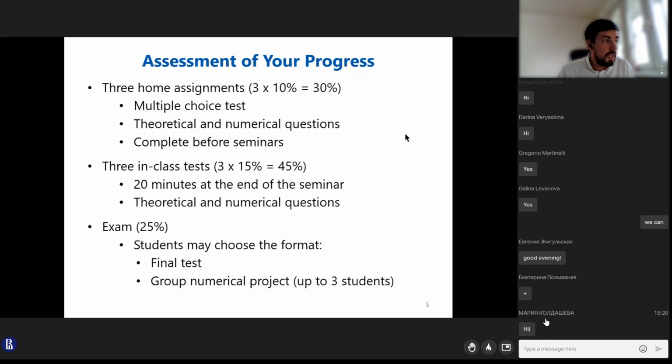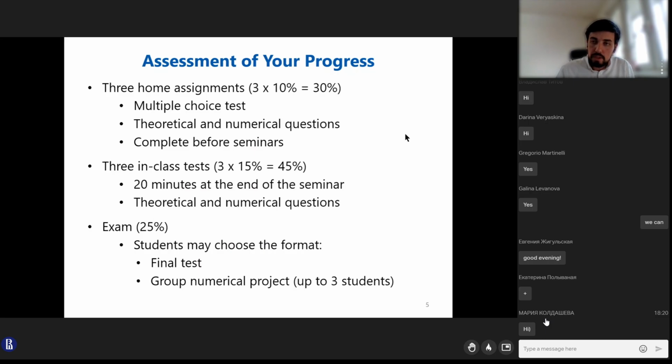All right, and you have to complete this test just before the seminar. So all the deadlines for these tests are the beginning of the seminars. All right, and each of these tests is going to contribute 10% of the final grade. So 3 tests together make 30% of the final grade. All right.